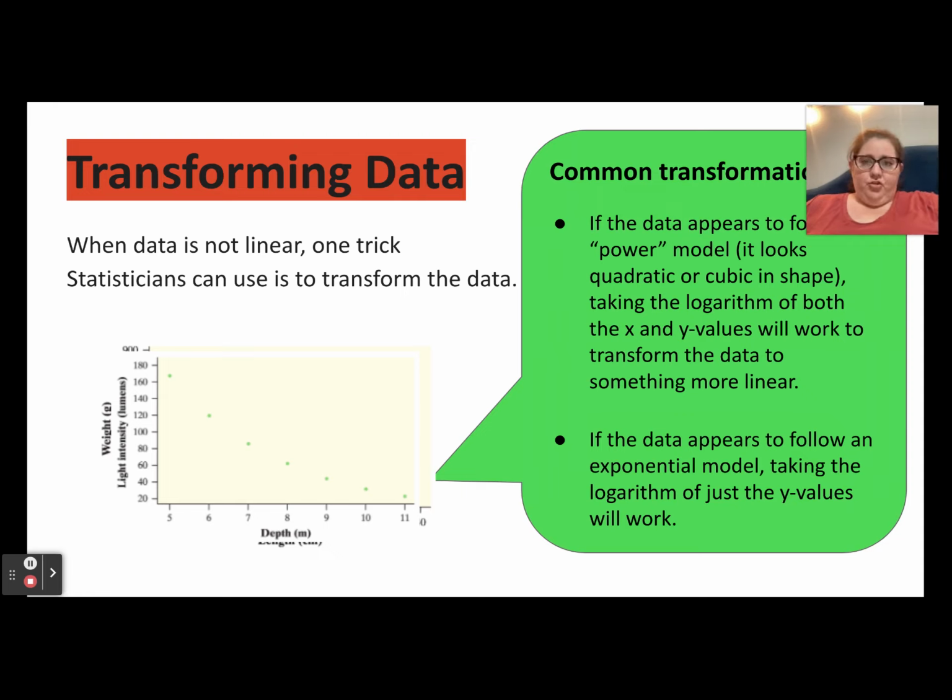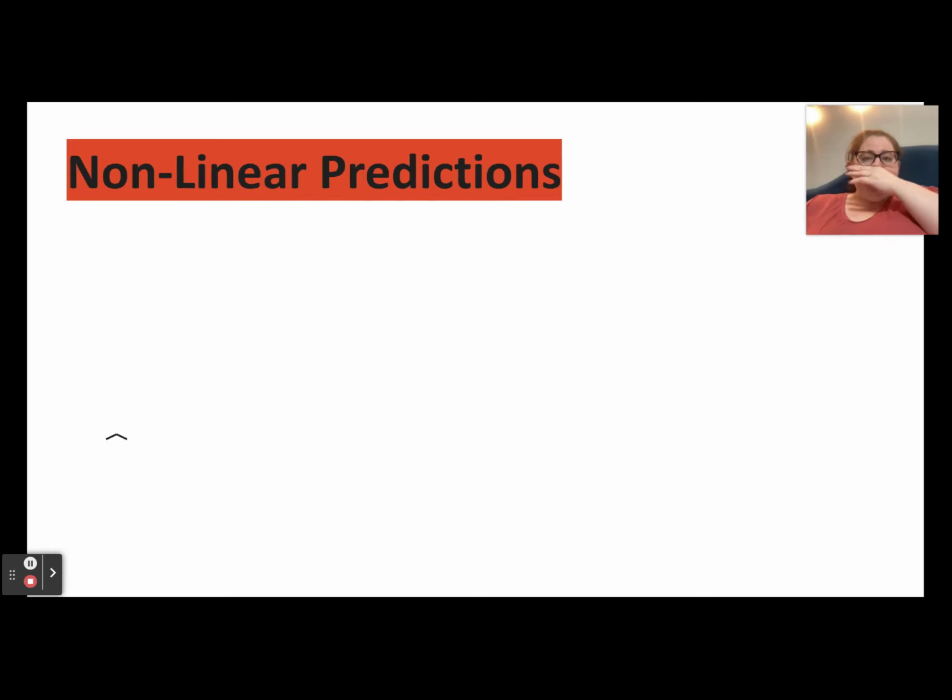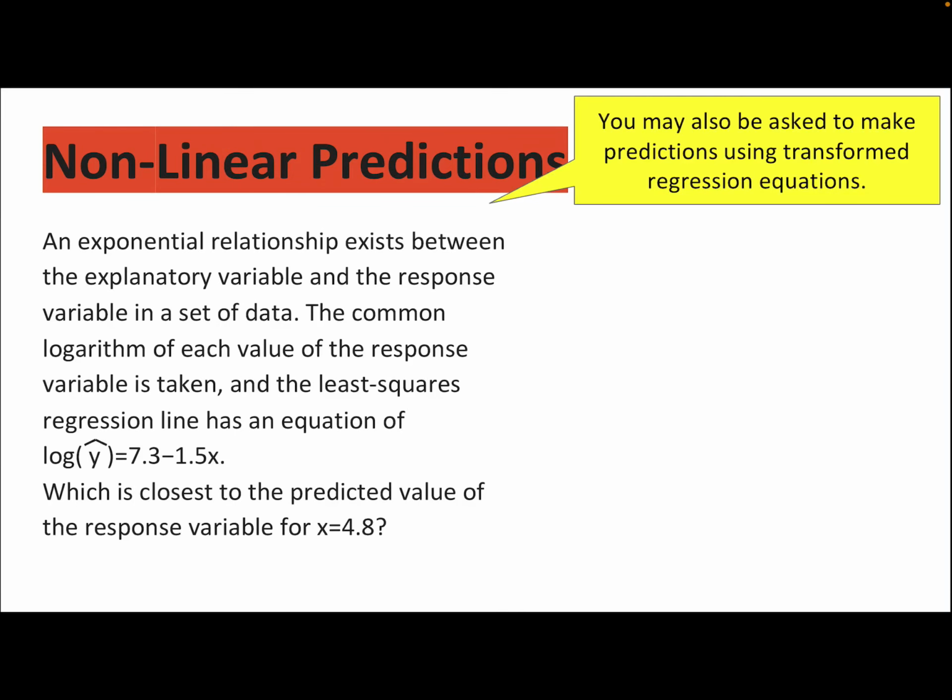Okay. So this may come up on a multiple choice question on the AP exam where you're asked, what transformation should we make to make this data linear? Possibly. The other thing we're going to look at is how we might make predictions from a model or from data that's been transformed, or from equations that have been transformed. So here's an example of a multiple choice question. It says an exponential relationship exists between the explanatory variable and the response variable.